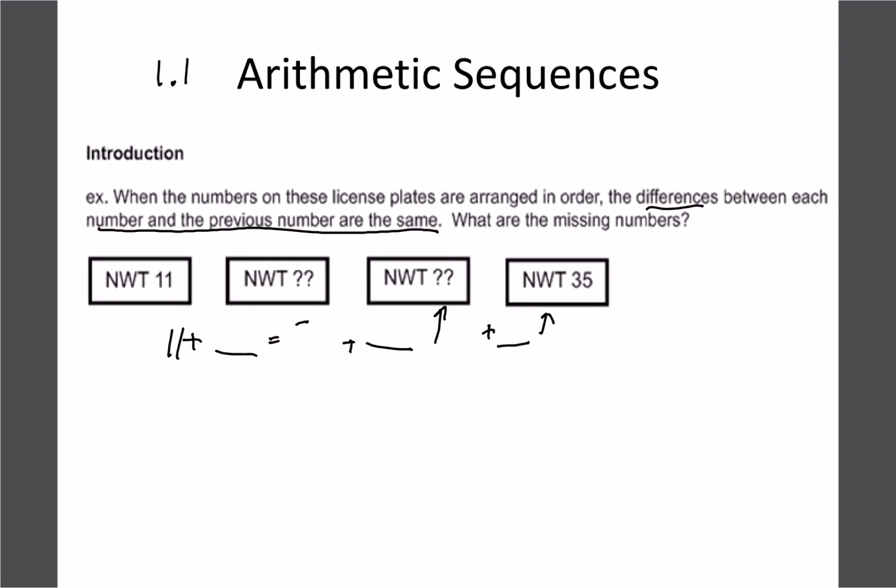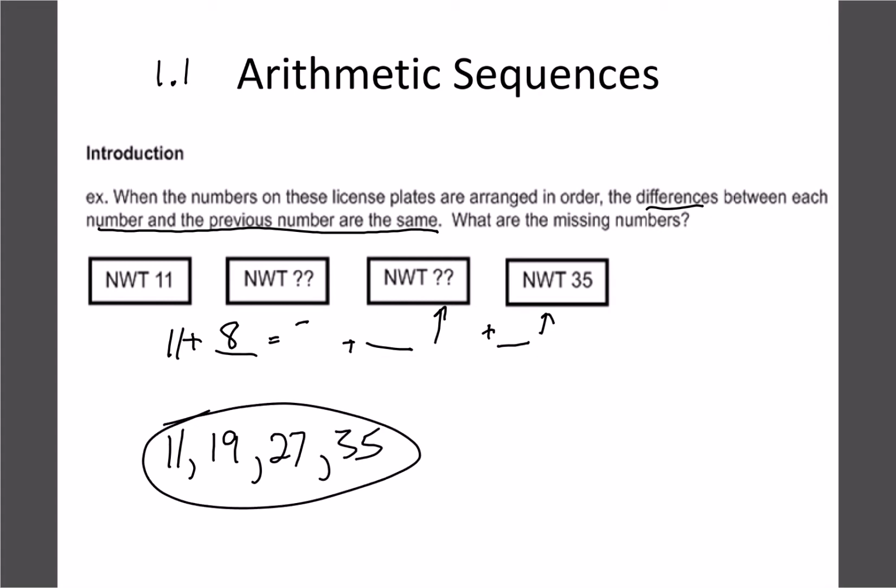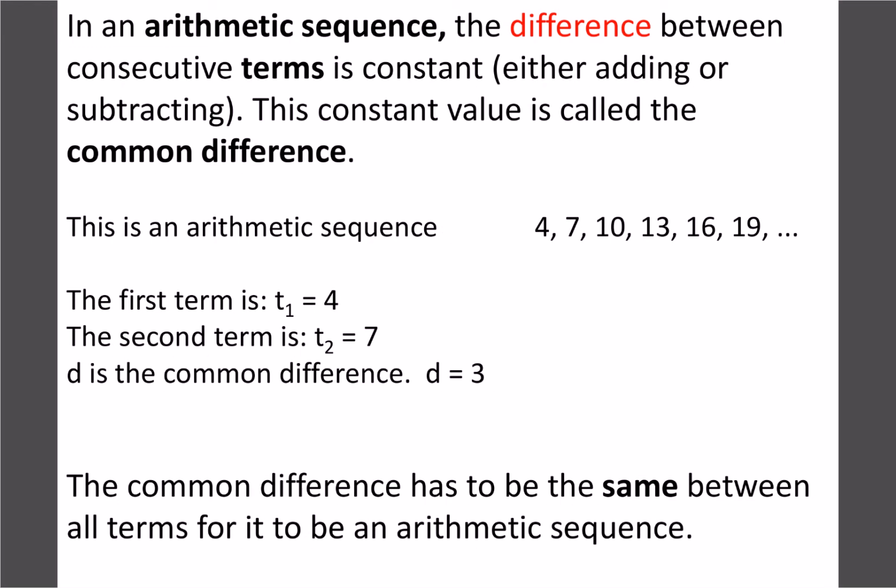So we're not quite big enough. Let's try 8. 11 plus 8 would give us 19, 19 plus 8 is 27, and 27 plus 8 is 35. So there we go. We figured out those missing numbers, and we saw that our difference each time was 8. Guess and check isn't always going to be our best strategy. We want to have a little bit better way to solve these.